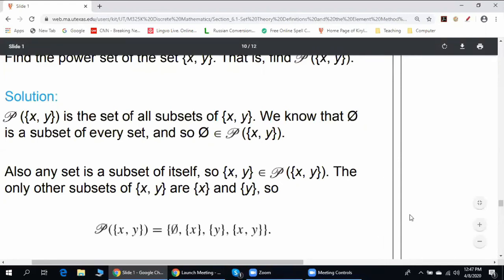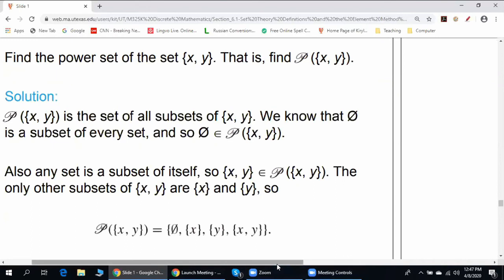Other questions here? So is the null set a subset of any set? Yes. As I said, the empty set is a subset of any set. Other questions? So once again, if the original set consists of n elements, its power set has 2 to the nth power elements.